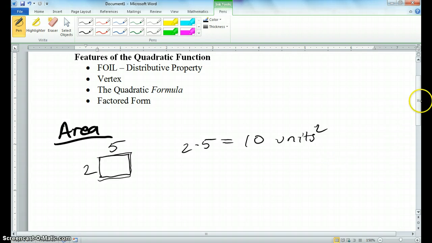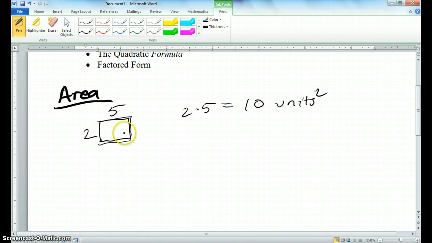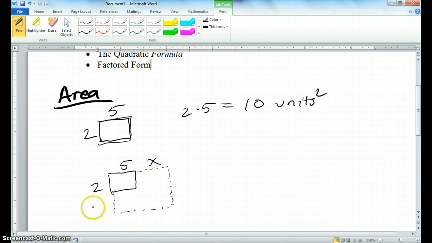Now let's suppose we were to extend this box by, I'm going to be very generic here, x feet in both directions, or x units. We're going to extend it in both directions by x units, forming a larger rectangle. So this would be x, and this would be x. What would the area of this new box be?